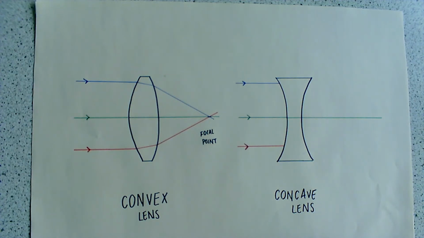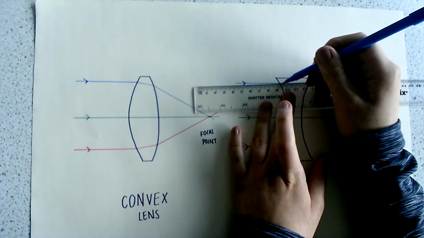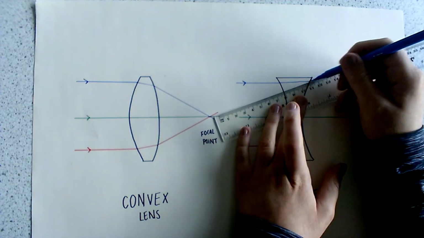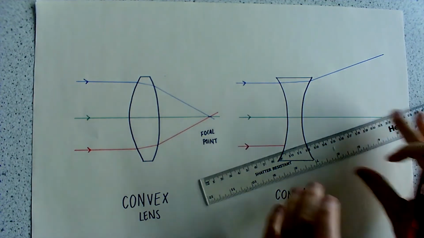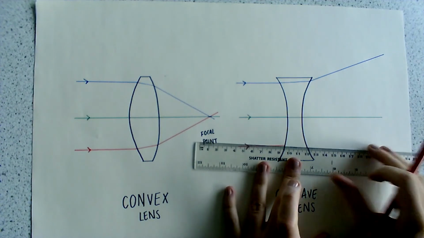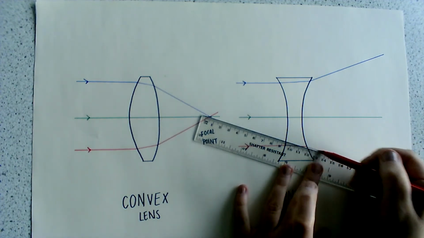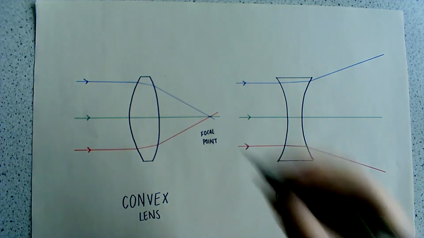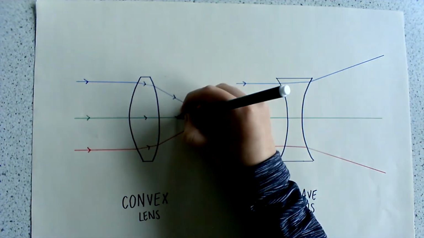Let's complete the concave lens diagram. Now as it passes through, it bends away ever so slightly, and then even more as it leaves the material, like so. And then the same with the bottom ray. It bends slightly when it's in the material, and then a lot more when it leaves the material. Let's just finish this off with some arrowheads just so that we can see clearly from the diagram what direction the light is travelling in.